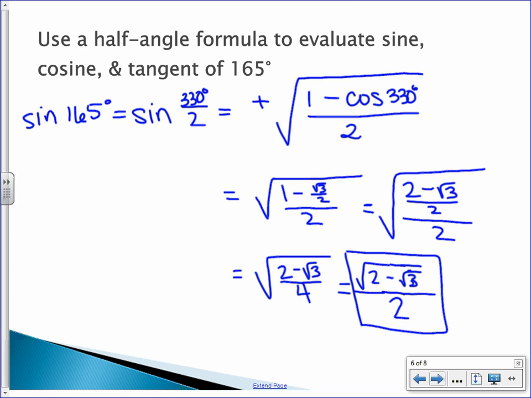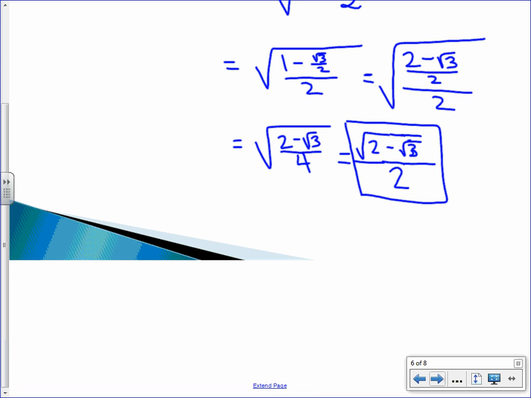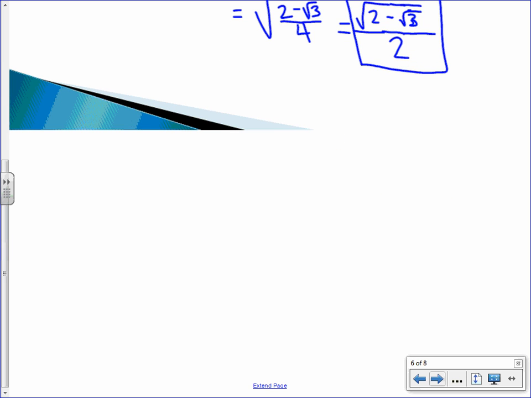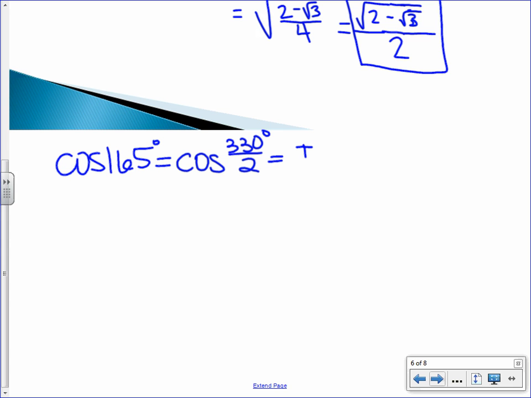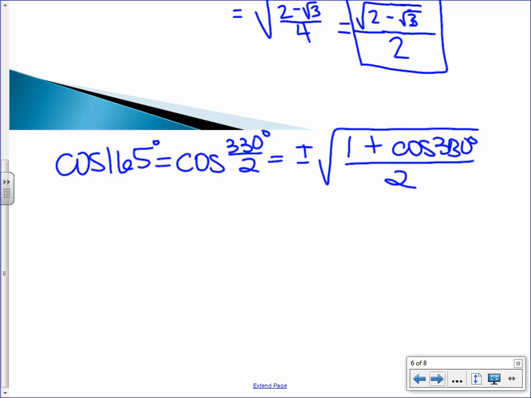Now, for our cosine one, the cosine of 165 degrees, we can think of as cutting 330 in half, and that is plus or minus the square root of 1 plus cosine of u over 2. Now, 165 degrees is in the second quadrant, so is our cosine going to be positive or negative? It's going to be negative. So we have negative square root of 1 plus radical 3 over 2, over 2.